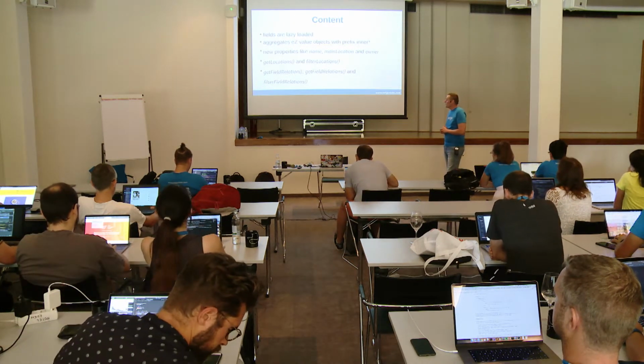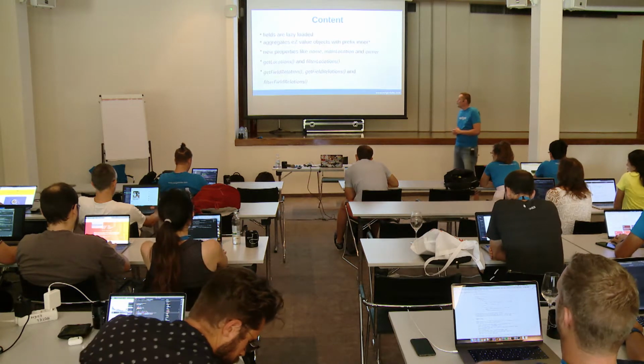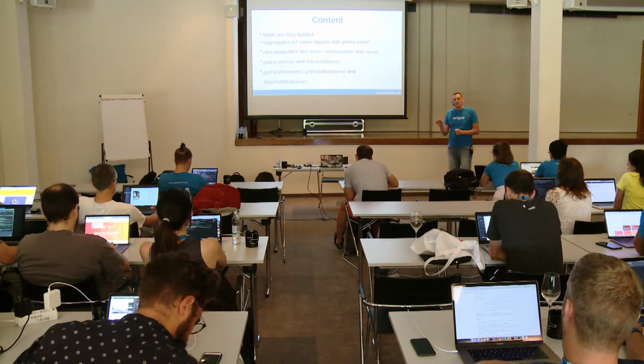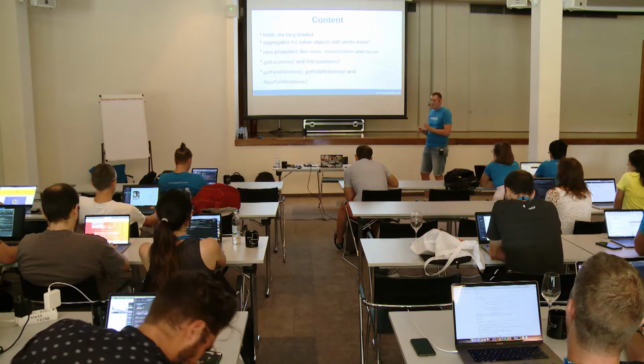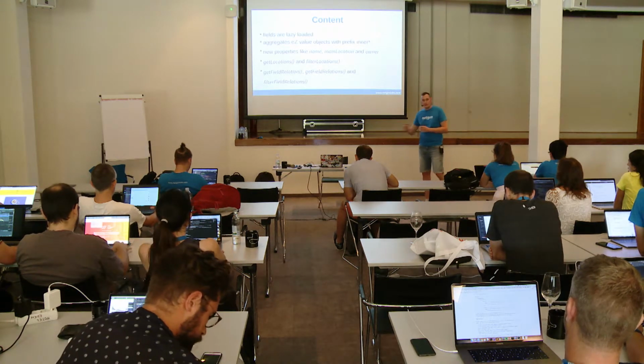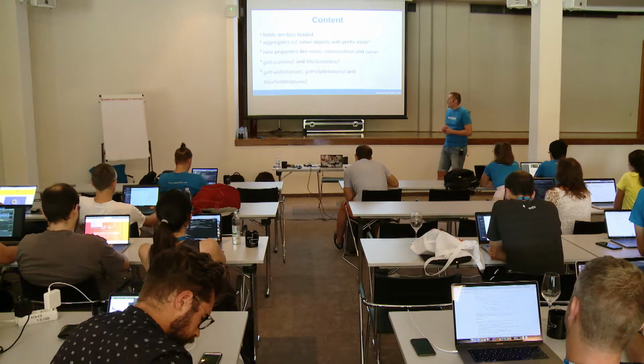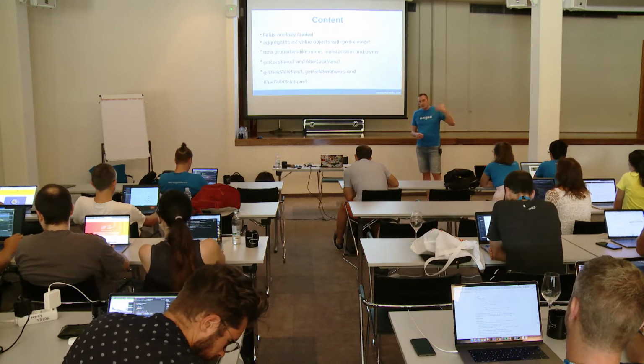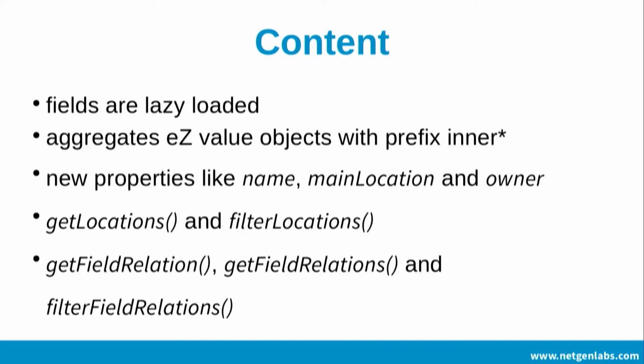Also, from the content in Site API, you can get to its main location. So you just enter content.mainLocation, and you have access to the main location value object. In eZ, you have to preload this inside the view controller in the step before. Here you have it just inside the template.